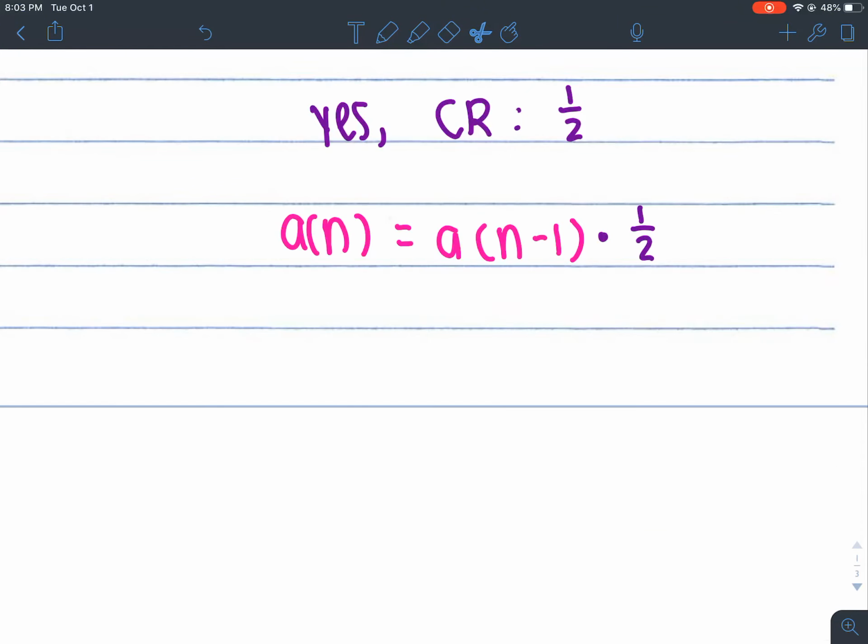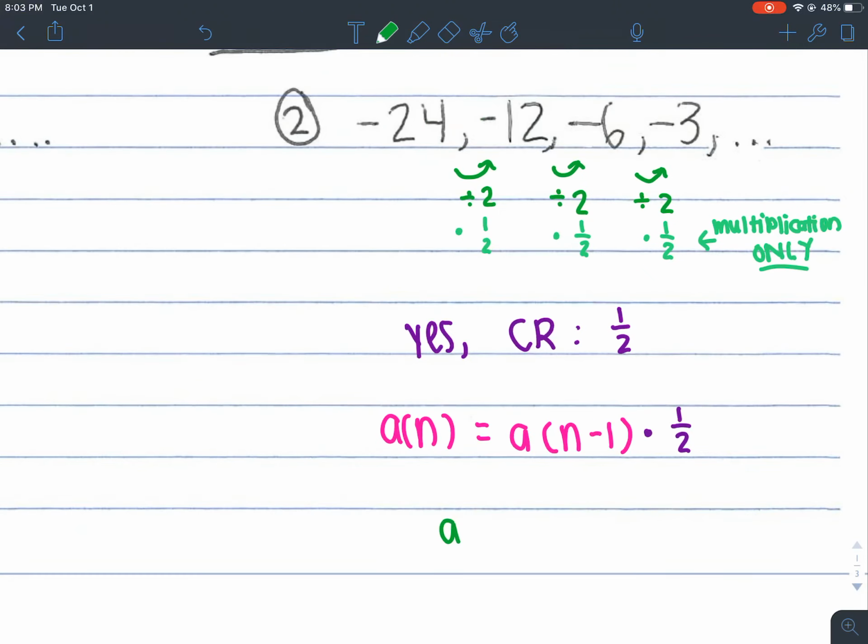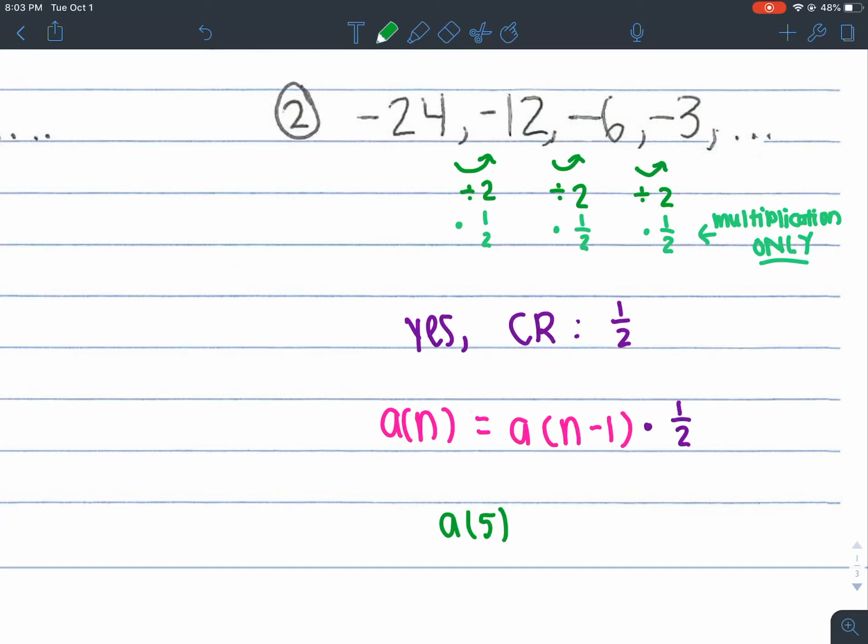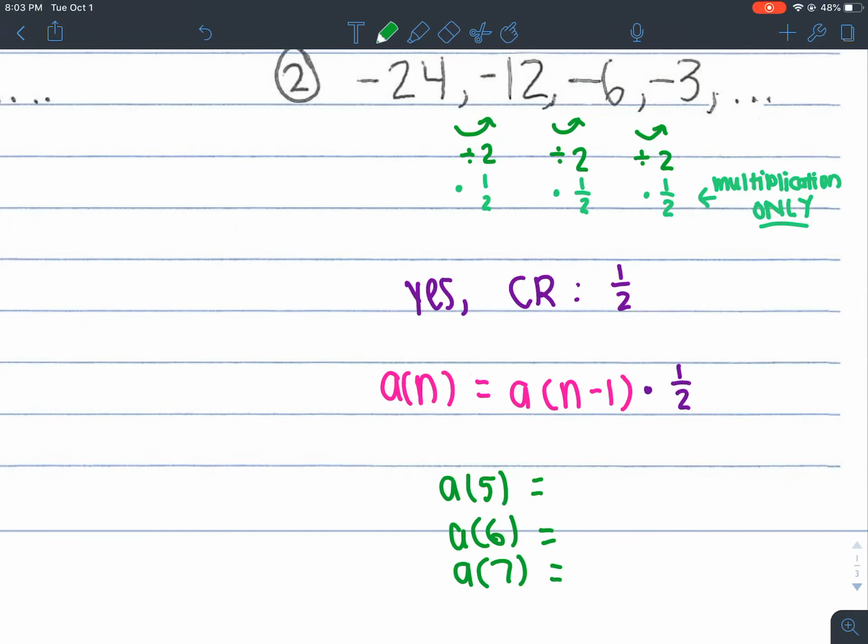So the next part is you're going to find the next 3 terms. So you're going to find A of 5 because you're already given the first 4 terms. So you have A of 5 is next, A of 6 next, and then A of 7. Remember, these mean the 5th, the 6th, and the 7th term. And you're like, well, how do I go from term to term? Well, first of all, we should never put decimals because sometimes those decimals repeat.